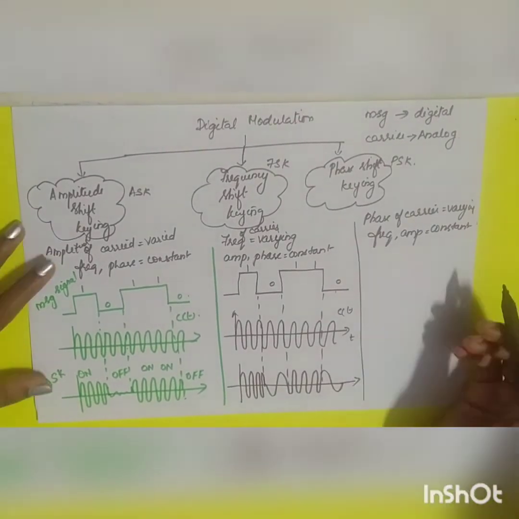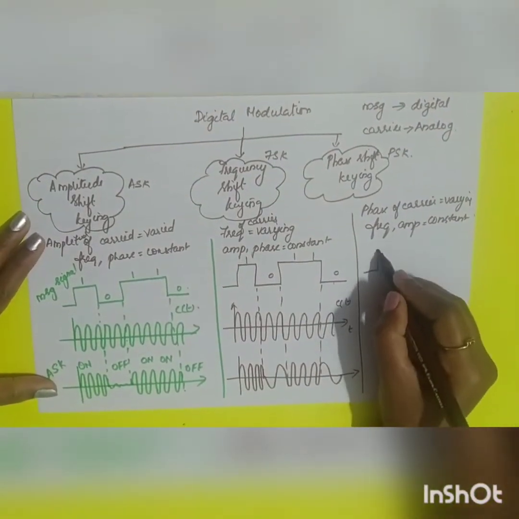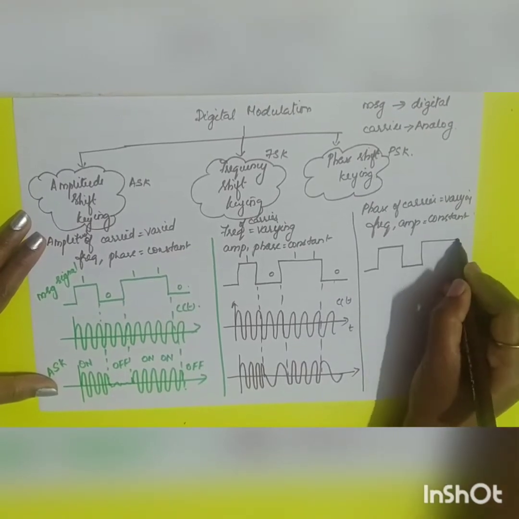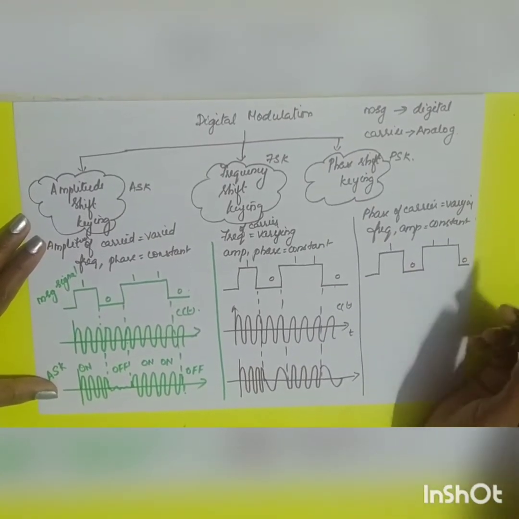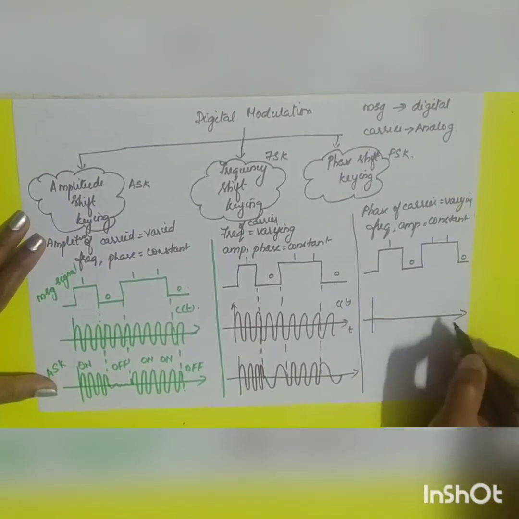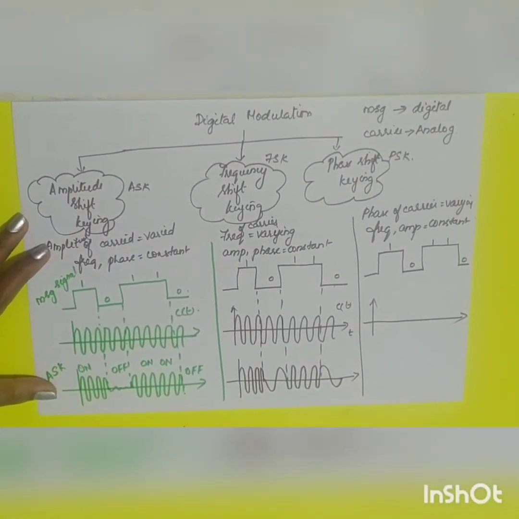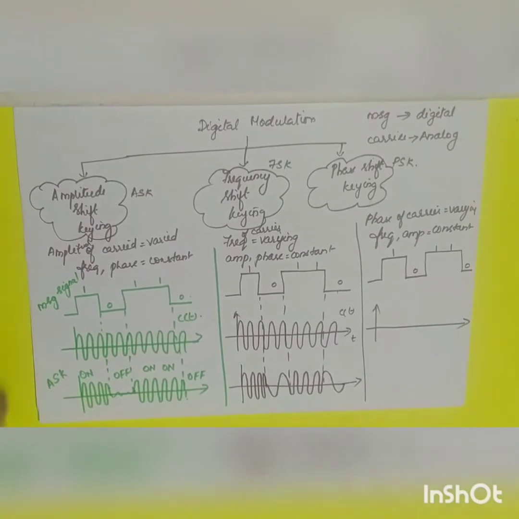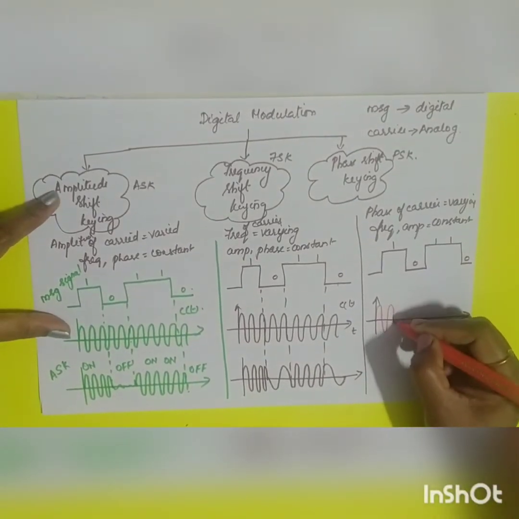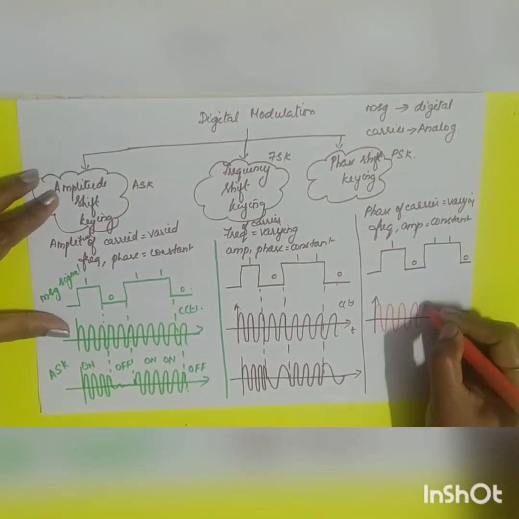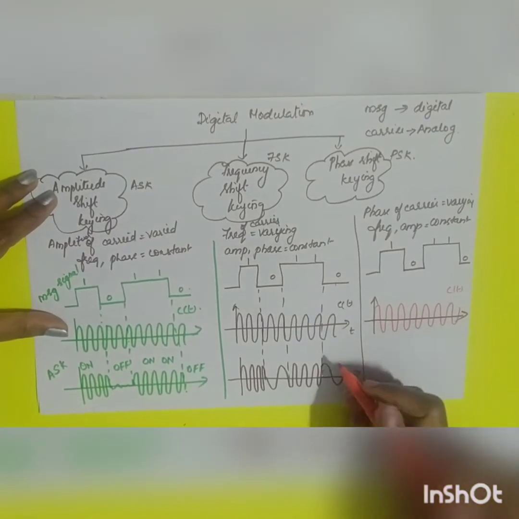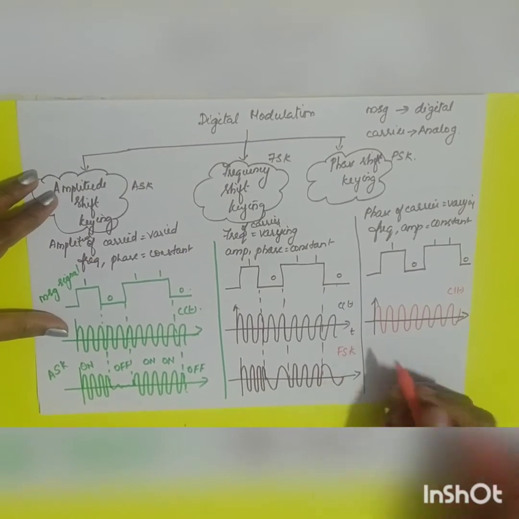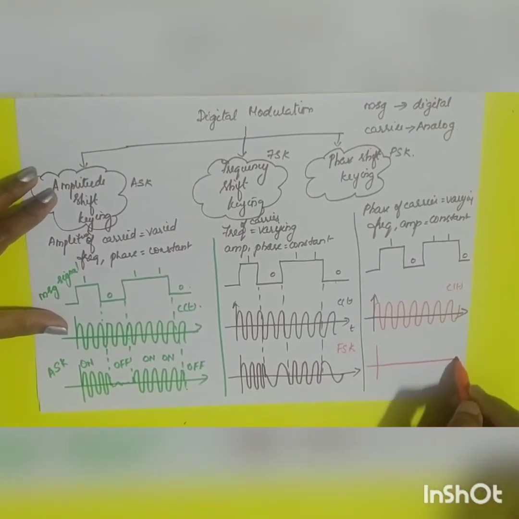So what is happening in your phase shift keying? Let me take the same example. Okay, 1 0 1 1 0. So you have the same carrier wave, the same high frequency carrier wave C of t. Now this is your FSK, right? Now what will be your PSK?